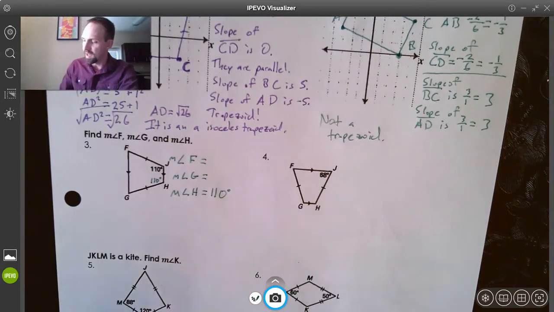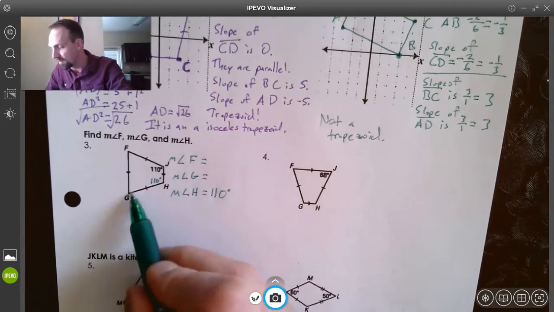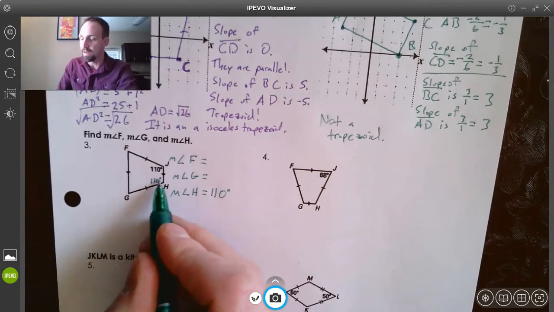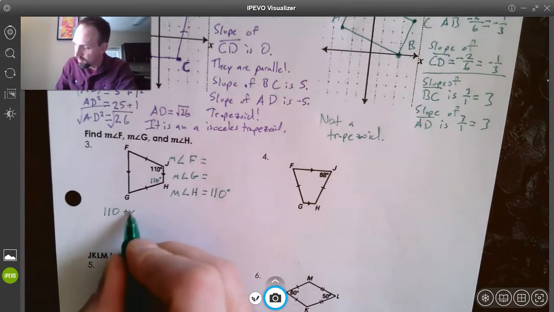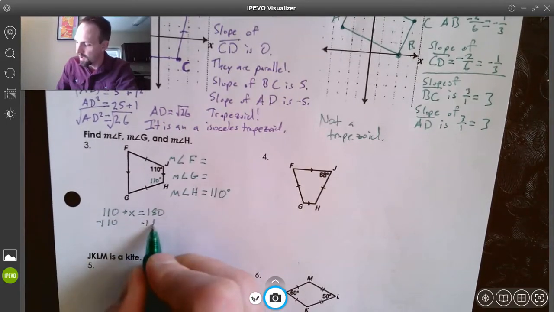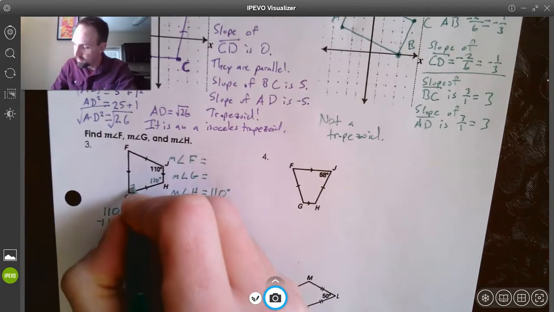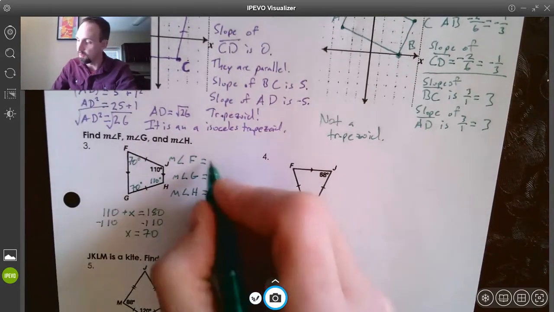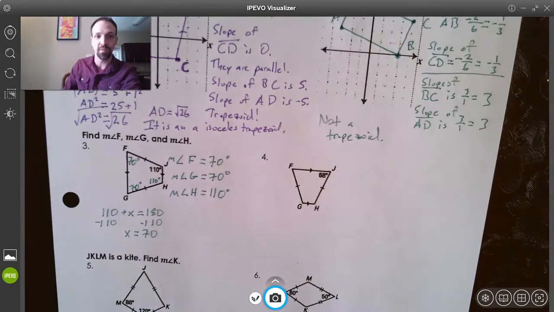The other thing that we know is that these have to combine to be a linear pair because of it being an isosceles trapezoid. So 110 plus some unknown number, has to be 180. So if I subtract 110 from both sides, I get x equals 70. So this is 70 degrees. And then I know that this one is also 70 degrees. So the measure of angle F is 70 degrees. The measure of angle G is also 70 degrees. Gives me that as well.